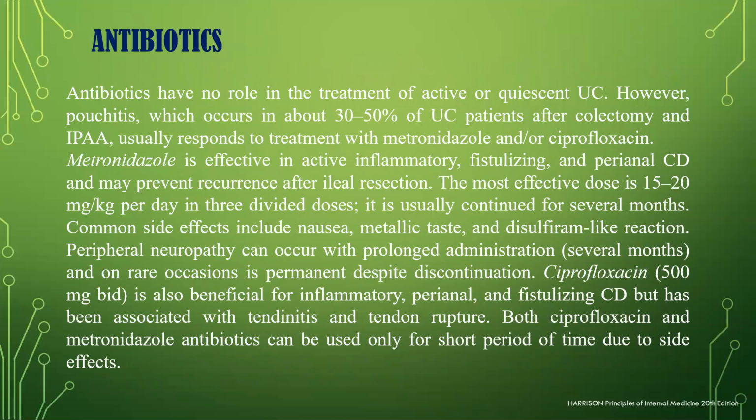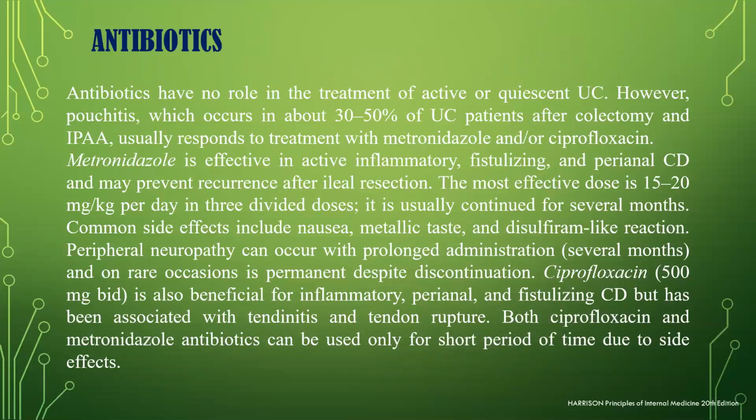Antibiotics have no role in the treatment of acute or chronic ulcerative colitis. However, pouchitis, which occurs in up to 50% of cases of ulcerative colitis after colectomy, usually responds to treatment with metronidazole and/or ciprofloxacin. Metronidazole is effective in active inflammatory, fistulizing, and perianal Crohn's disease and may prevent recurrence after ileal resection. The most effective dose is 15 to 20 mg per kilogram per day in 3 divided doses. It is usually continued for several months.